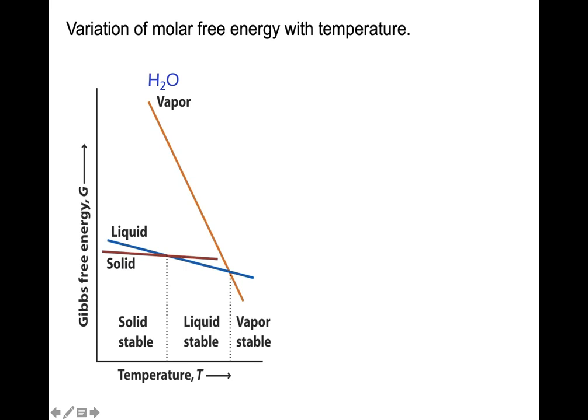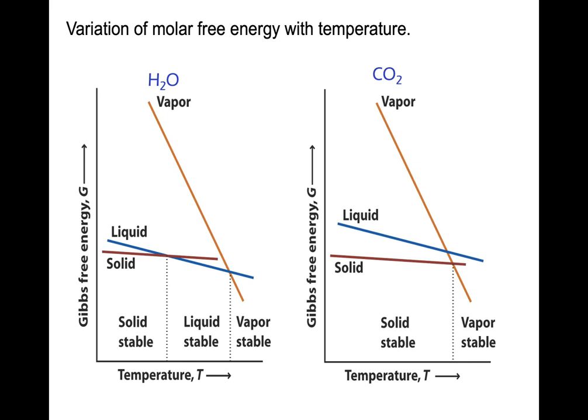And if we keep increasing the temperature, for water at least, the free energy of the vapor phase becomes most stable. That wasn't the case for carbon dioxide, right? Carbon dioxide doesn't exist at regular pressures as a liquid. So if we look at the way the solid changes and the liquid changes and the vapor changes in terms of free energy as a function of temperature, we find that the solid is most stable. And at regular pressure, the liquid is never lower in free energy than the solid or the vapor.